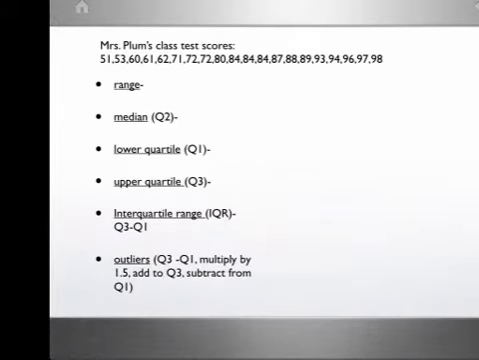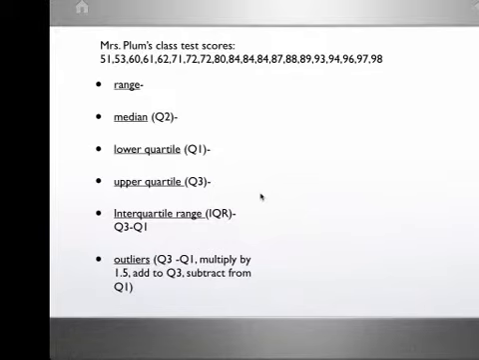Okay, so here's this test scores. That's what we want, our range, median, lower quartile, upper quartile. And then here, in order to get our interquartile range, we look at Q3 and we subtract Q1 from it. So it's very similar to what your range would be in the sense of taking your highest value, subtract your lowest value. But for your interquartile range, you're just looking at the values in between your Q1 and Q3. Okay, and then for your outliers, you're going to take your Q3 minus your Q1, multiply it by 1.5, and then add it to Q3 or subtract it from Q1.